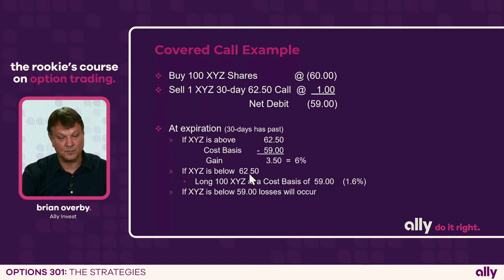Now, if XYZ is below 62.50, I'm going to lose on that position, but it needs to now go below 59 before I technically lose on the entire group of securities, the option and the stock. And if it's below 59, well, then losses will occur. But where are the losses coming from? Are they coming from owning the stock, or are they coming from selling the option? It's from owning the stock.